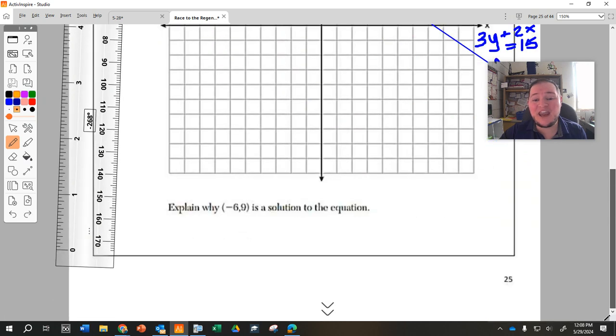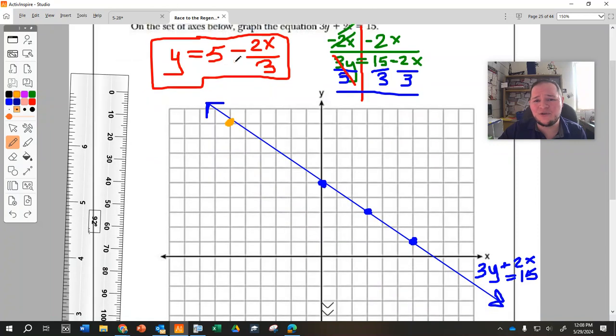It says explain why negative 6, 9 is a solution. So why do I know negative 6, 9 is a solution to that equation? What's going on with the point in the picture? It falls on the line. That's it. Because they're telling you it's a solution. They want to know why.